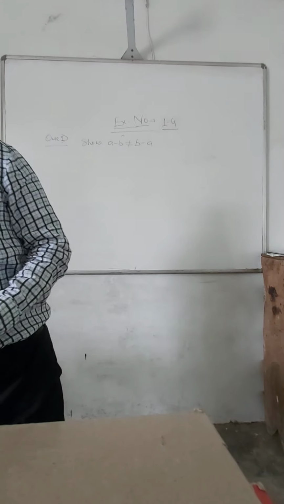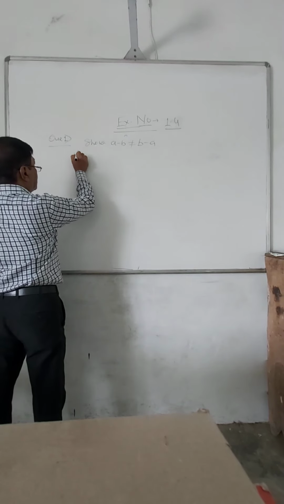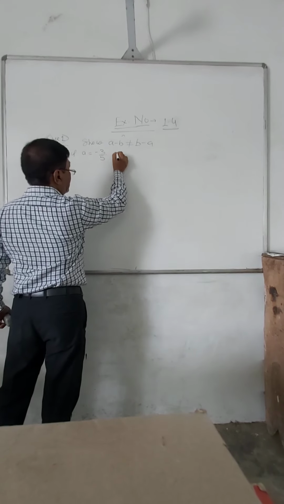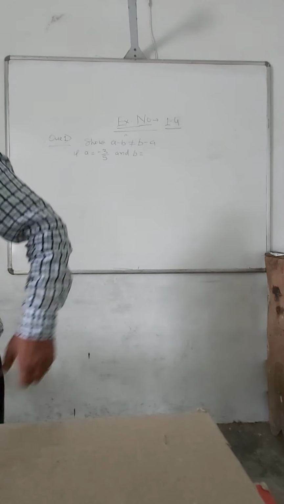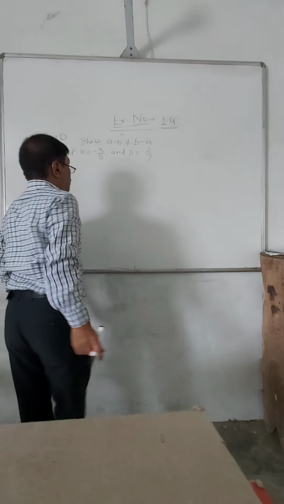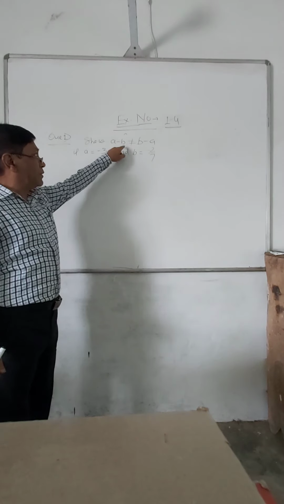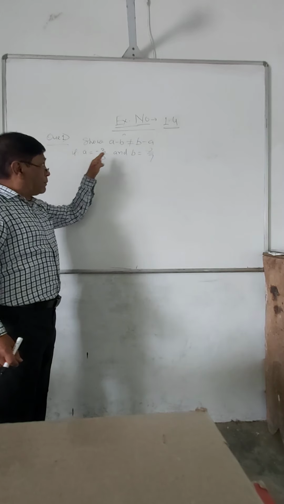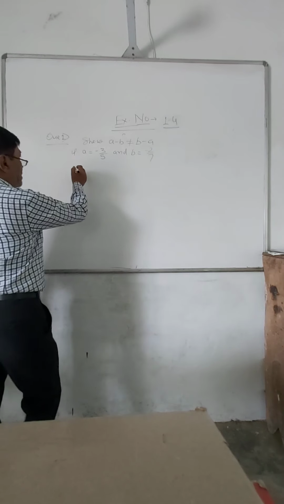So if a is equal to minus 3 by 5 and b is equal to minus 2 by 7, what you have to show is a minus b is not equal to b minus a. So here, first do a minus b and after that b minus a. So a minus b is coming how much?